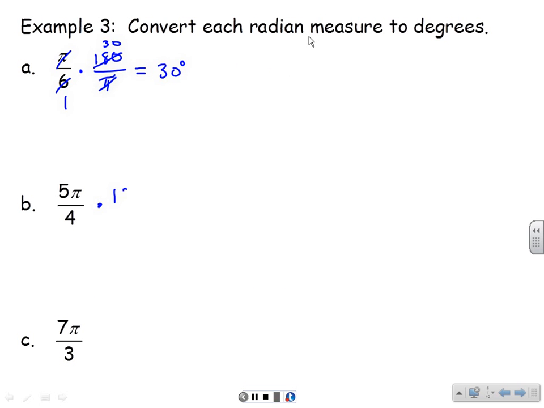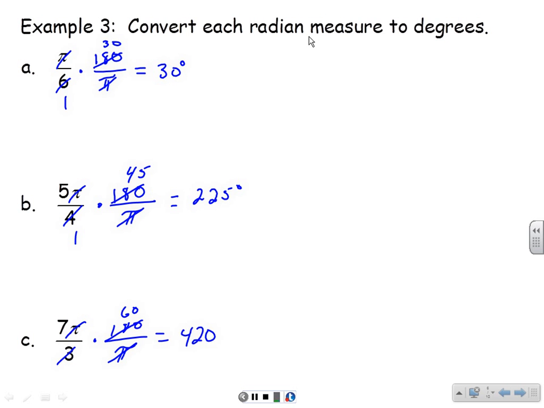Same thing here. We'll do 180 over pi. Pi cancels out, and then we can reduce. 180 divided by 4 is going to be 45 degrees. And then if we multiply 45 times 5, we're going to get 225 degrees. Okay, and then the last one, again, get rid of pi. So pi's will cancel out, 3 will go into 180 60 times, and then if we multiply 7 times 60, we're going to get 420 degrees.